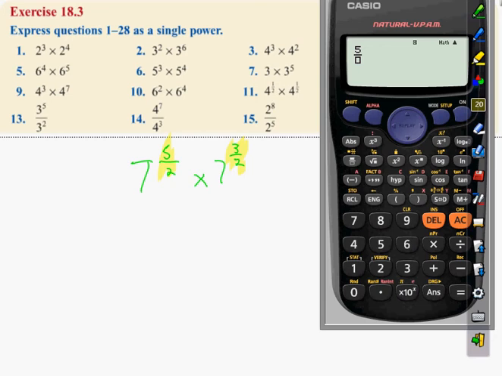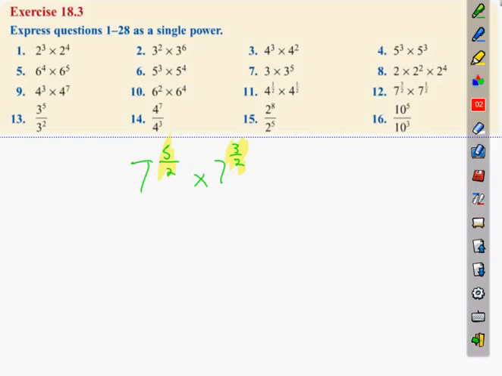15 over 4. Did you add them, yeah? Okay, on the way multiplying. Yeah, so it's 4. So the answer is 7 to the power of 4. You good with that? Okay.